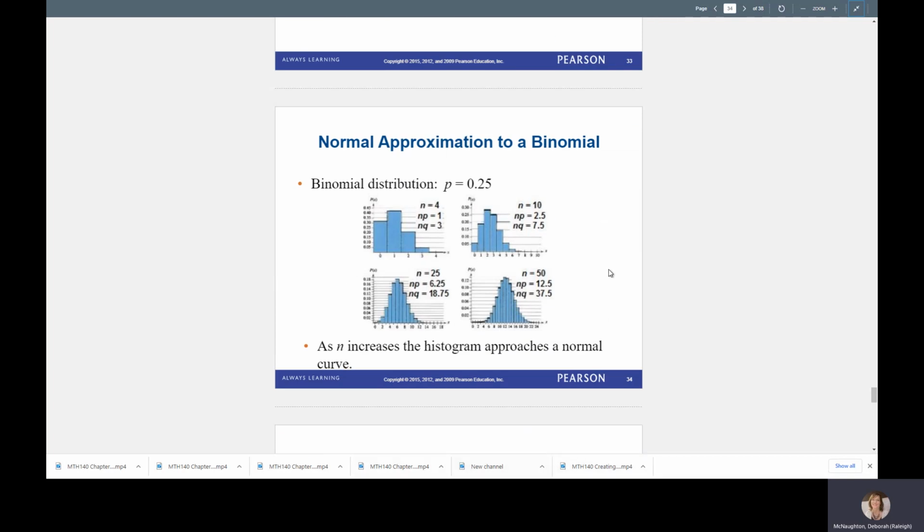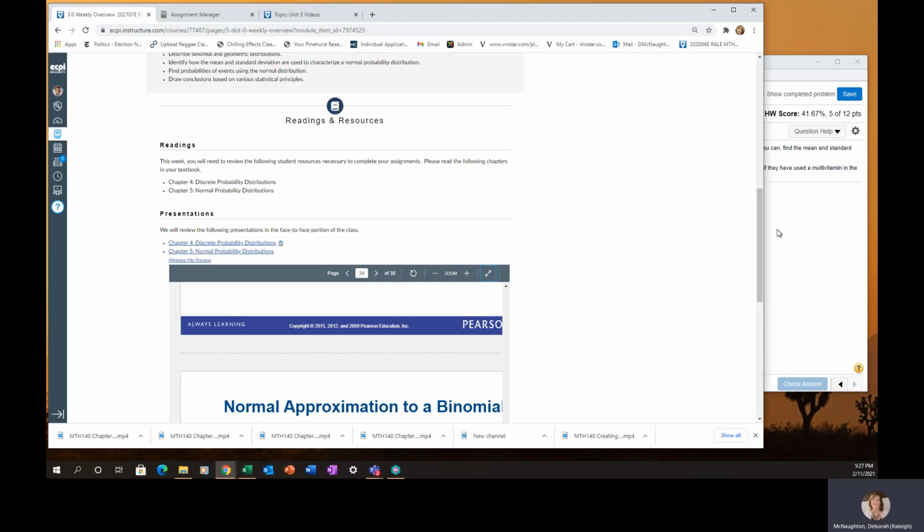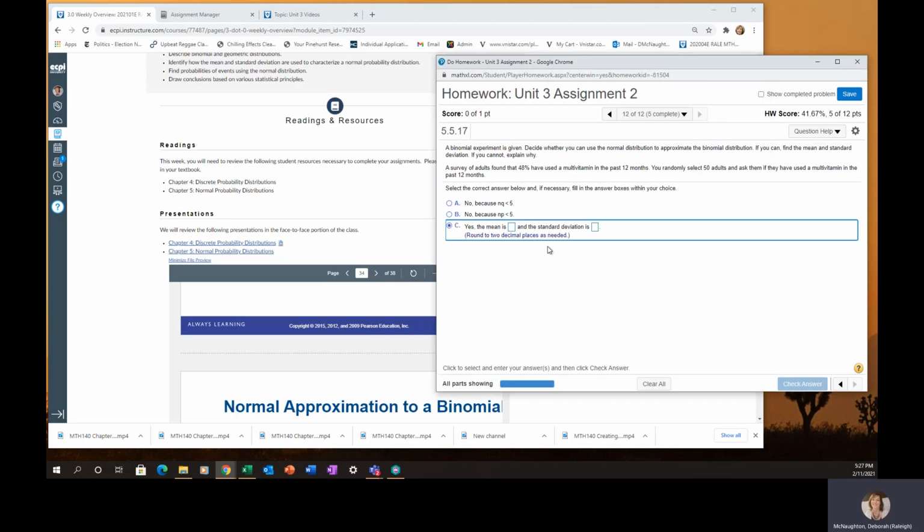So let's go look at our very last homework problem here. We are on homework problem number 12. So it's asking you, a binomial experiment is given. Decide whether you can use the normal distribution to approximate the binomial distribution. And if you can, then you're going to find the mean and standard deviation. And if you cannot, you're going to say why.